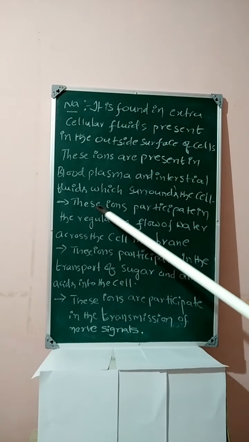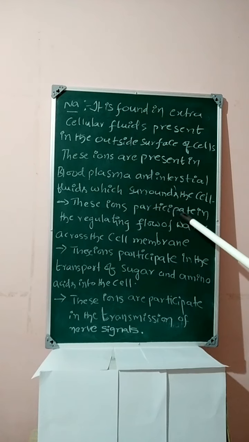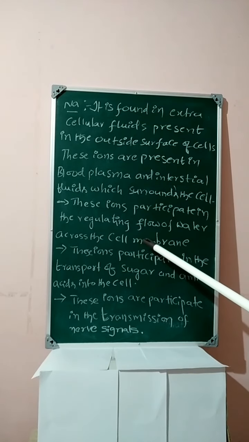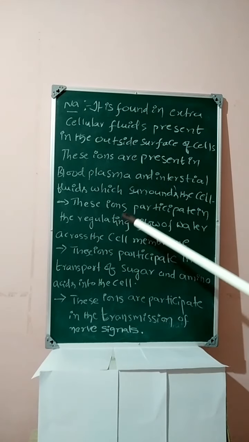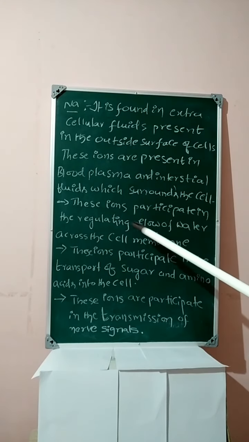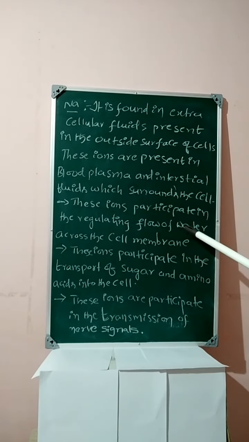Next one, students. These ions participate in regulating the flow of water across the cell membrane. These sodium ions always participate in regulating the flow of water across the cell membrane. That is, to all the cells, whether the water is flowing regularly or not, it can regulate the flow of water. For example, if more water is flowing, it can reduce it.